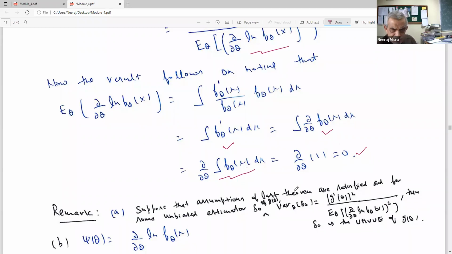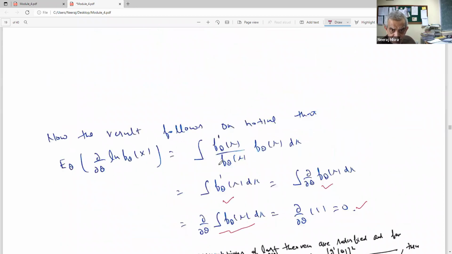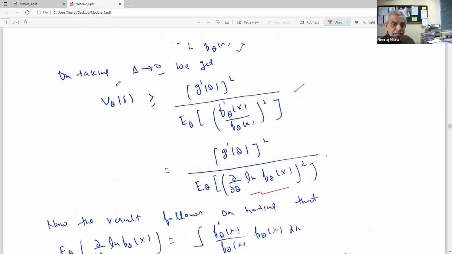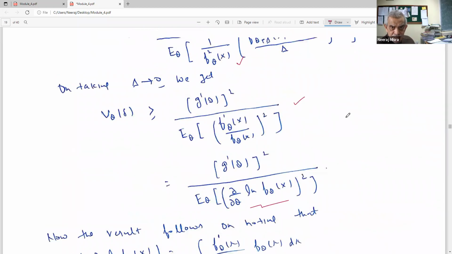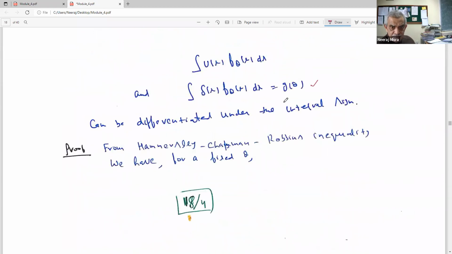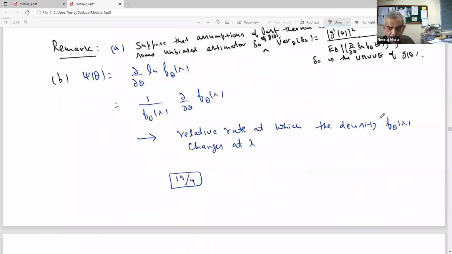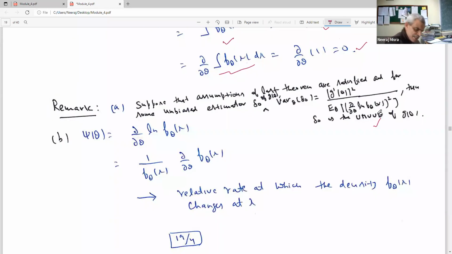So I have this remark. Suppose that the assumptions of the last theorem are satisfied, and for some unbiased estimator delta naught of g theta, the variance of delta naught is the same as this lower bound. Then I know that for any other unbiased estimator, the variance would be bigger than this. So that means for that estimator the variance is minimum, so delta naught would be UMVUE. So any unbiased estimator which attains the lower bound of the Cramer-Rao inequality, or Rao-Cramer inequality, would be the UMVUE.